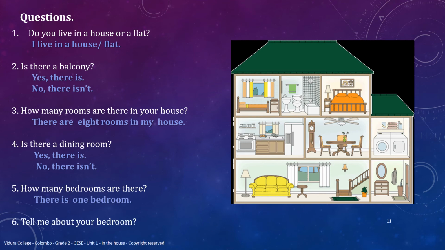Question number 6. Tell me about your bedroom. In this question, you have to tell about the things in your bedroom. In my bedroom, there is a bed, a lamp, and a picture. Okay, now let's move to another one.